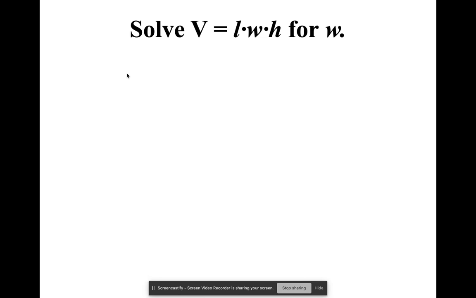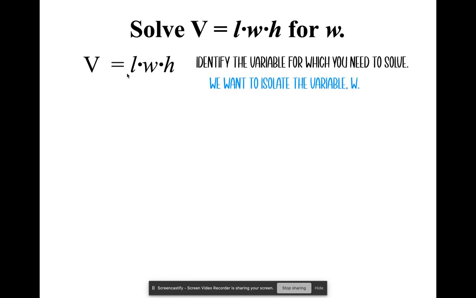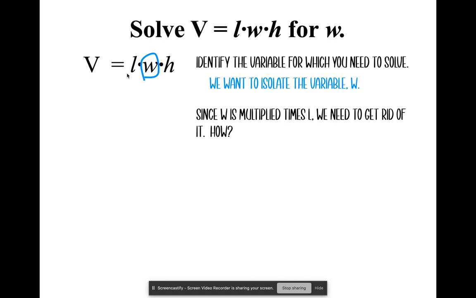V is equal to L times W times height. Maybe you recognize that that is the formula for volume. We want to solve for W. So our first step, again, is identify what we want to solve for. It's the variable W. So we need to get rid of the L and the H. The little dot means that W is being multiplied by L, so we want to do the inverse of multiplication, which is divide. So we will divide both sides by L to get rid of that on the right side.